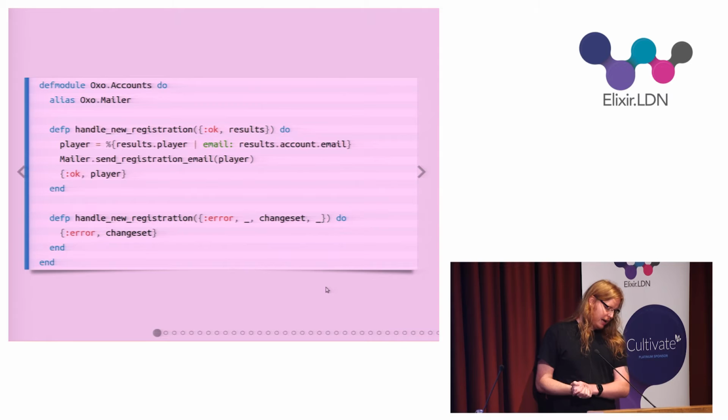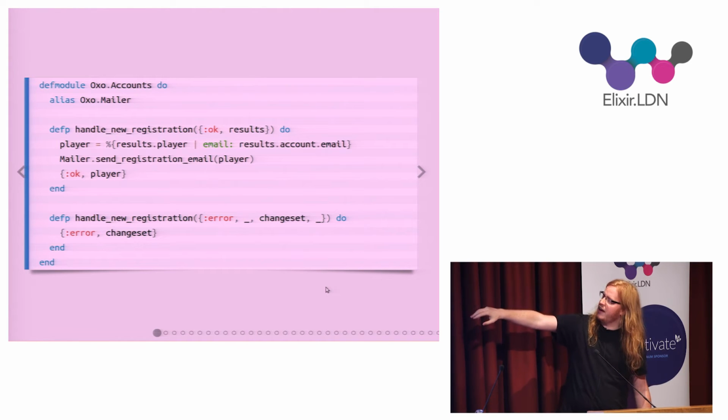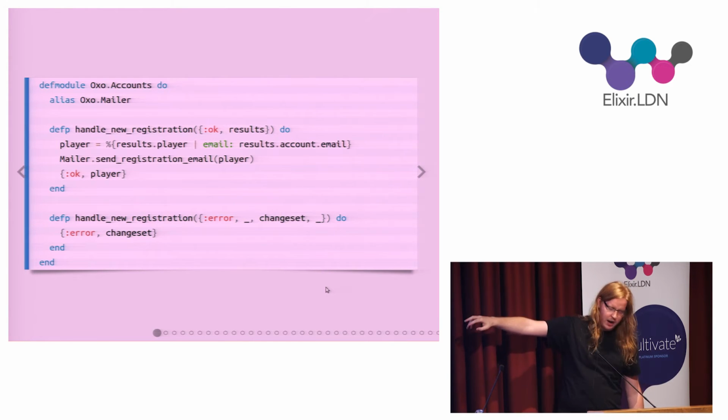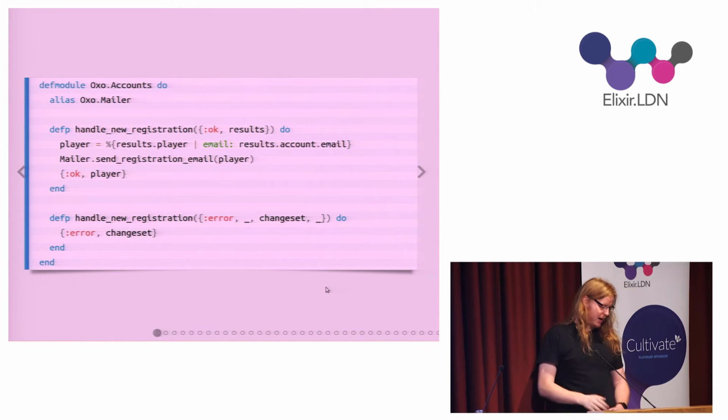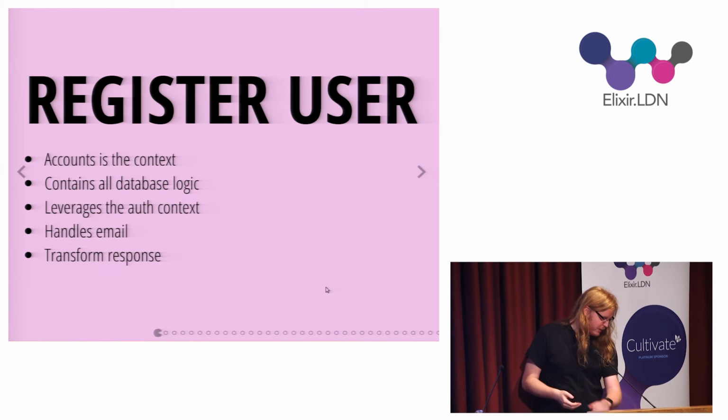And if it fails, then you get a tuple with the error, the name of the thing that caused the error, then the changeset, and then the result of the multi so far. And I only care about the error in the changeset, so that's what I want to return. So that's what the controller expects.